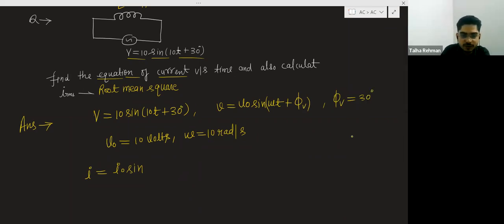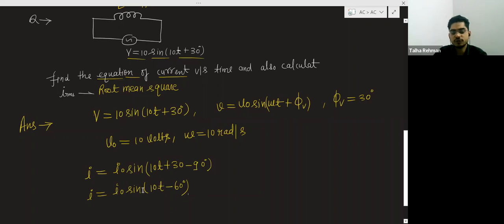So for sine, you can write the whole phase of the voltage. This is the phase of the voltage, 10t plus 30 degrees, and the current phase will be 90 degrees less. So you will subtract. So this will become I is equal to I naught sine 10t minus 60 degrees.